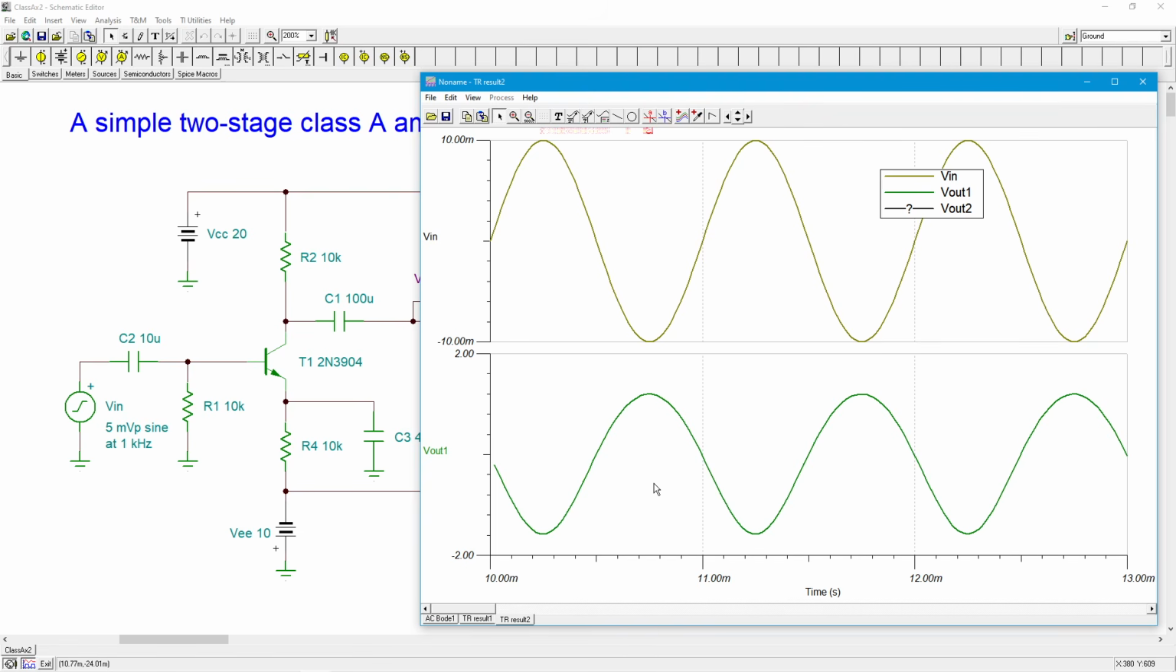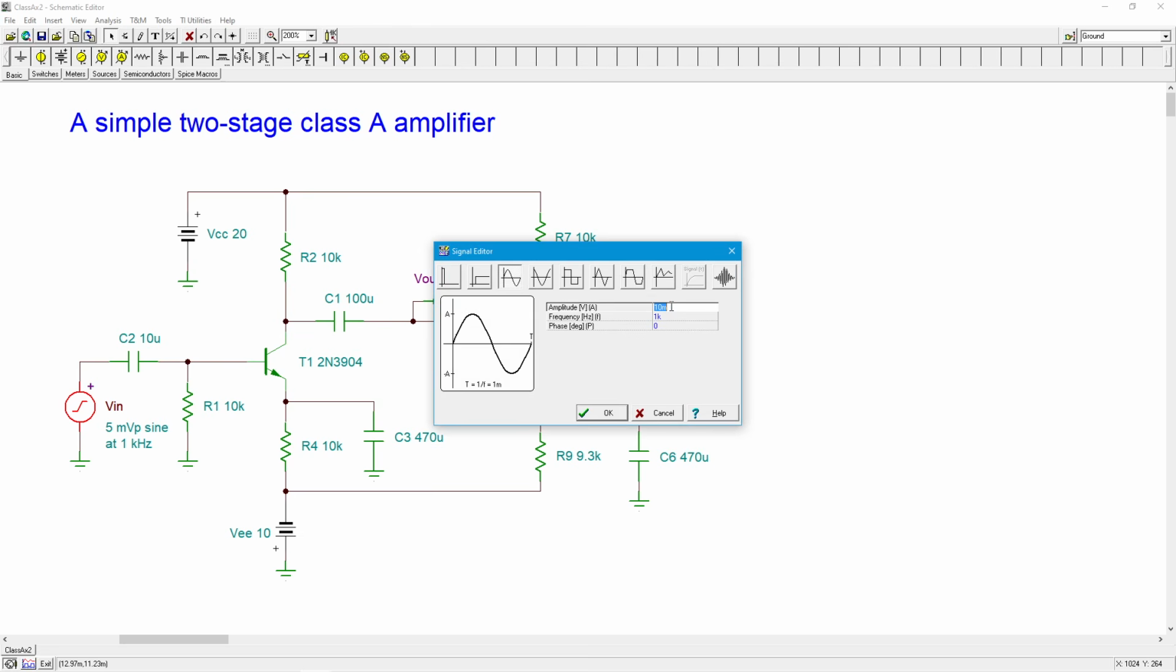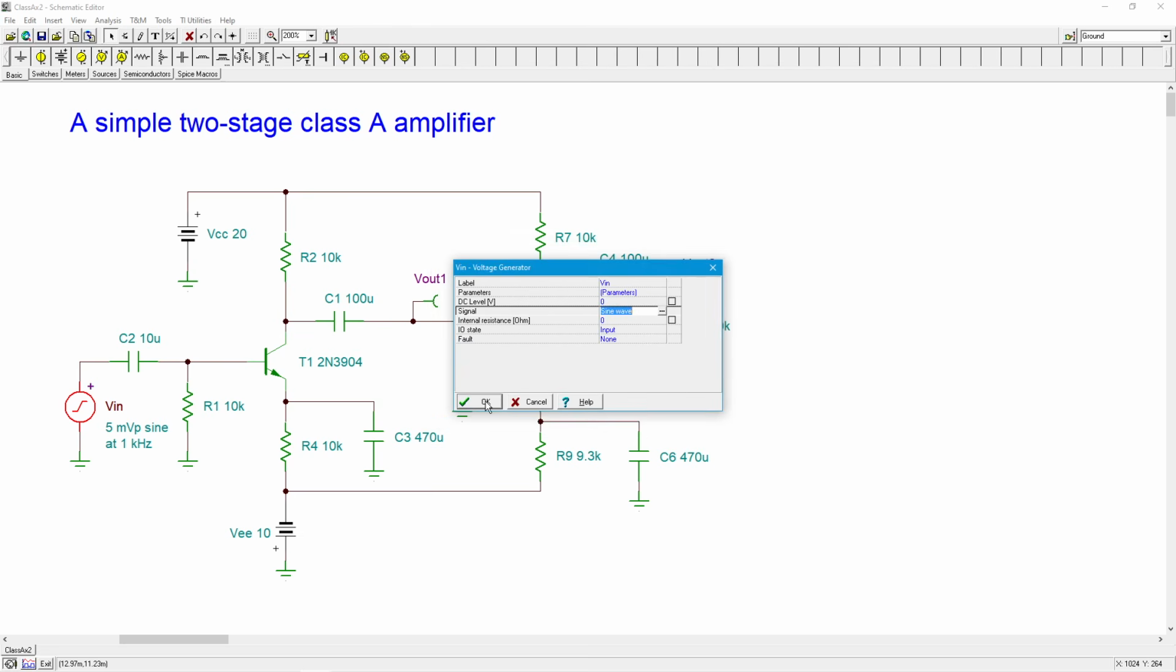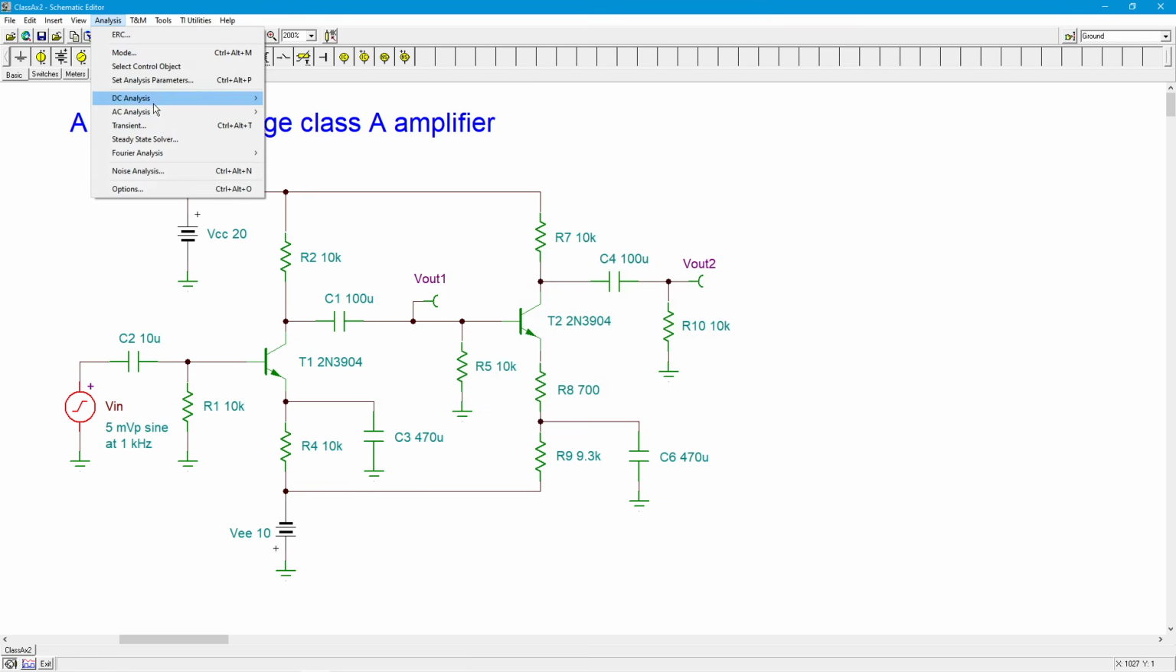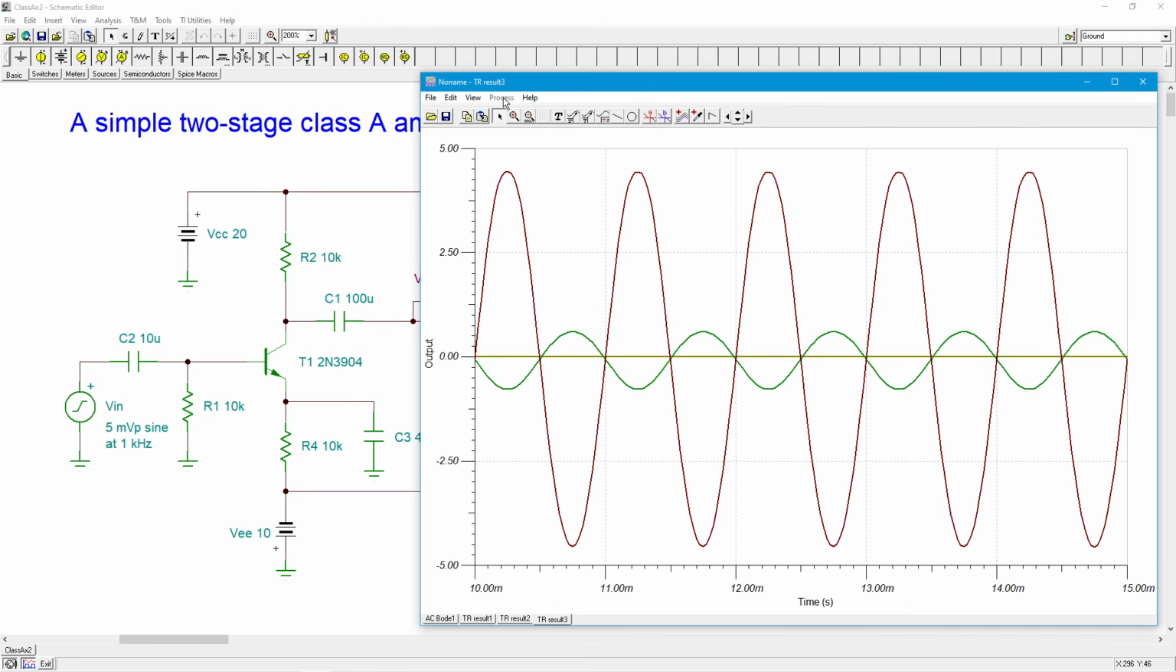All right, so what does this have to do with stage 2? Well, stage 2 is also a Class A amplifier. It's going to do the same kind of thing, okay? So I'm going to get back to the original waveform here, original amplitude. And we'll do another transient analysis so I can look at all of the waveforms.